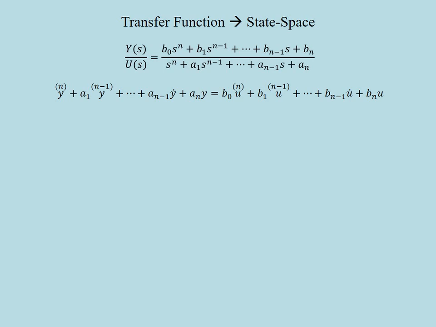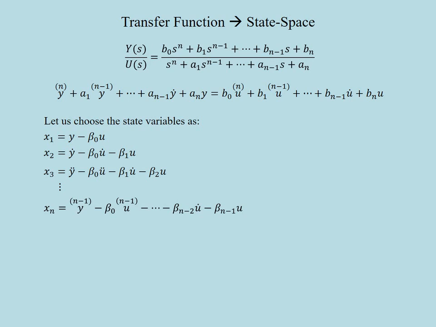Since no derivatives of the input variable are allowed in the state space description, we are going to choose our state variables as follows. Starting from x1 equals y minus beta 0 u, each state variable will be composed of not only the derivative of the previous one, but also a contribution from the input u. So x2 will be x1 dot minus beta 1 u, and likewise xn will be xn minus 1 dot minus beta n minus 1 u.